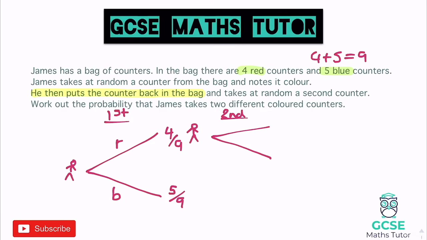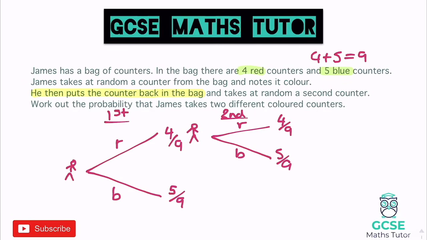Now on this second pick here, look at this part of the journey, we've taken a red counter, and now we're going to take another one, and again that can be red or blue. And because the counter's gone back in the bag, again it's going to be 4/9, and it's going to be 5/9 again for blue. And that is that one part of the journey.